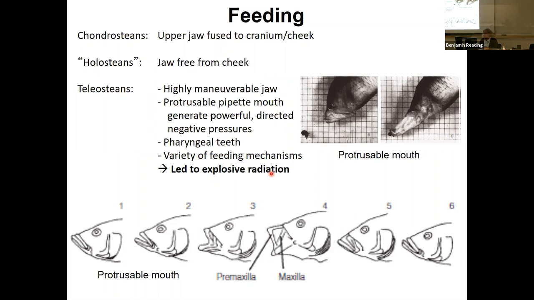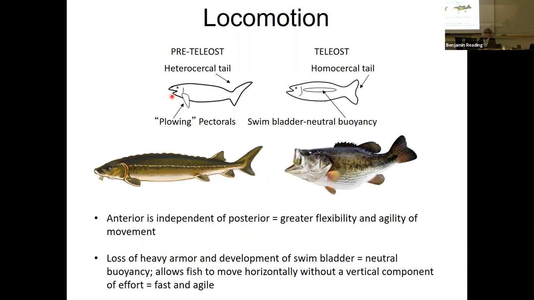Also, we talk about locomotion. Here's a sturgeon, what we call a pre-teleost, right? This is a teleost, this is a largemouth bass. These things sort of have a swim bladder, kind of not really developed. A lot of these ancient fishes, if they did have a swim bladder, most of the time they were using it to breathe air. And so if you look at the fin placement here, you've got this pectoral fin, and then you've got this heterocercal tail on a sturgeon.